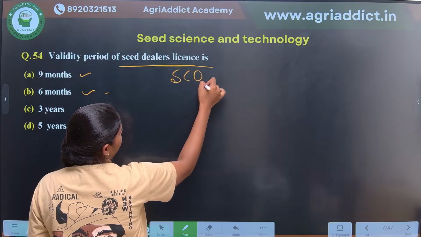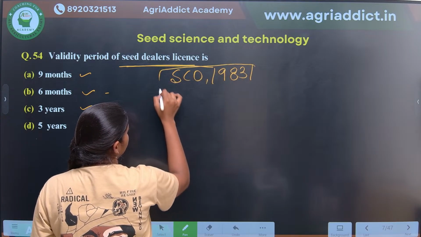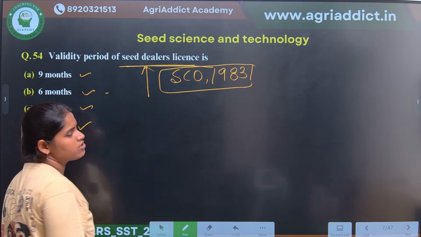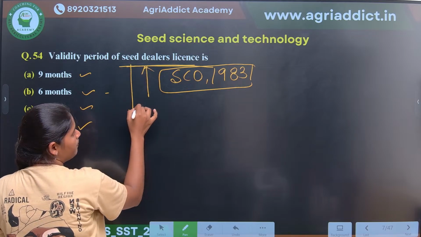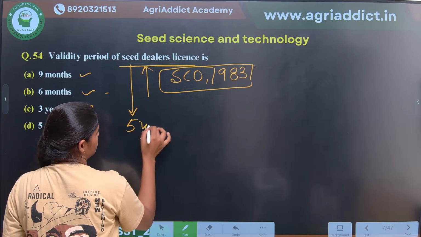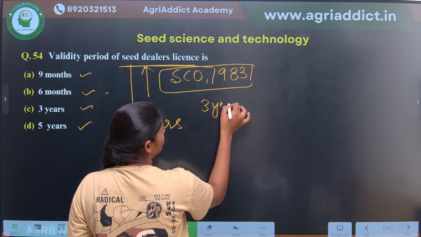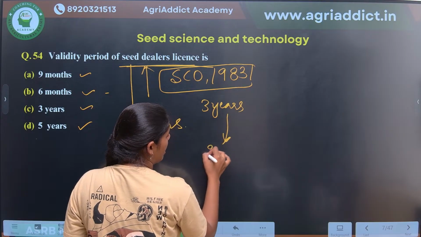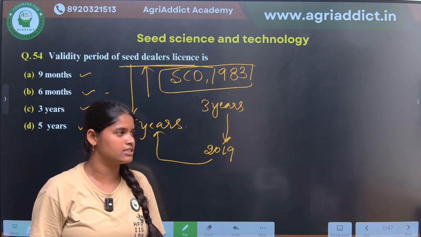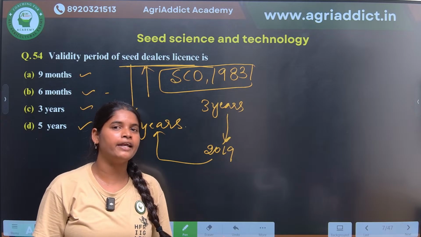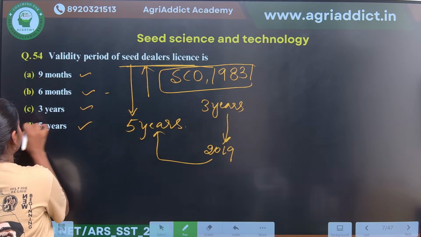Mainly we are getting it as a provision under the Seed Control Order, 1983. Dealer's license is for those persons who are involved in seed marketing and all, right? And the validity period of this license is 5 years. Don't get confused, I'll explain. Earlier it was 3 years, and this Seed Control Order was amended in 2019 and increased the validity period from 3 to 5 years. Remember this. You have to be updated with these provisions. You have to see some amendments also. Okay. So the answer is 5 years.